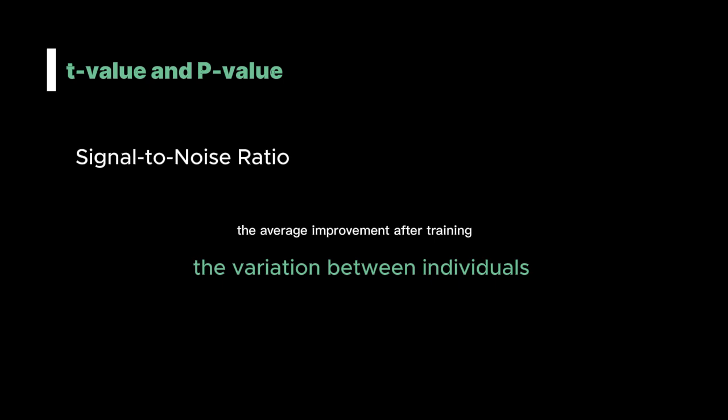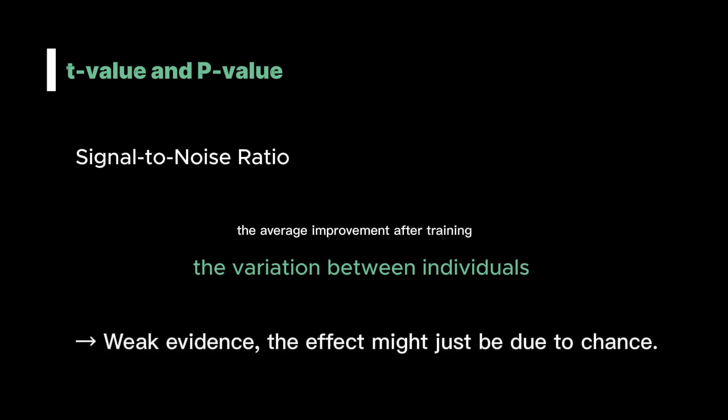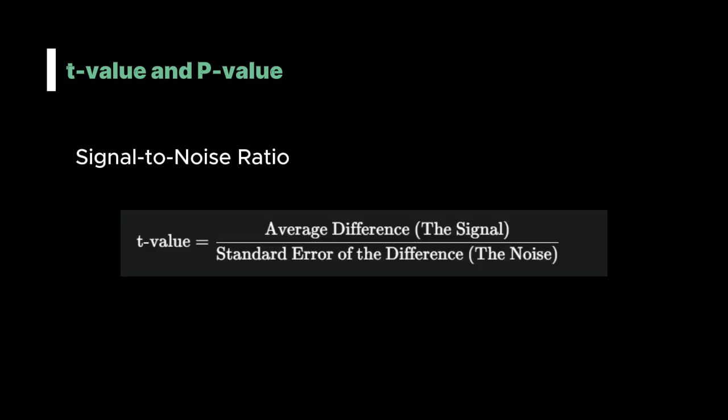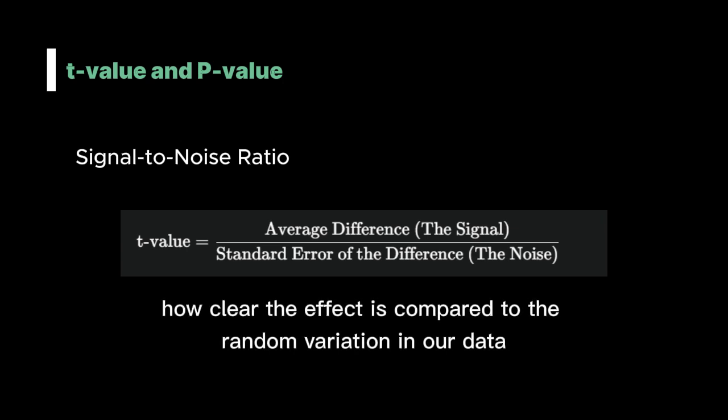On the other hand, with a small t-value, the average gain is tiny or inconsistent. Some people improve a lot, others don't improve at all. This gives weak evidence, and the effect might just be due to chance. So the t-value tells us how clear the effect is compared to the random variation in our data. The bigger the t-value, the more confident we can be that what we see is real and not just luck.